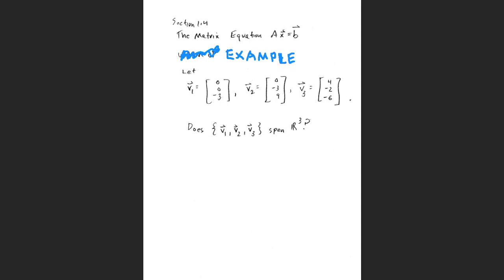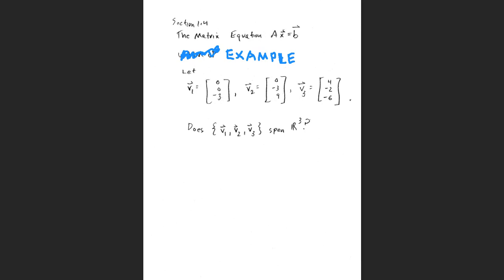Okay, let me give you a moment to copy this example down. So what we have here are three vectors. We covered section 1.3 last week.